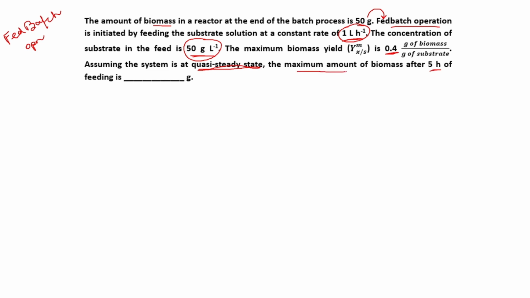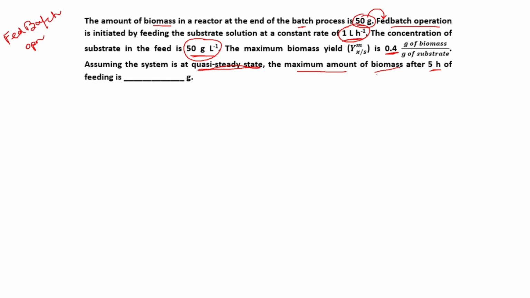This is a very simple problem, but one thing people confuse: in the first line they have said the amount of biomass in the reactor at the end of the batch process. People see that it is written batch process and apply the batch formula, but read the question carefully. They have said that the biomass generated in the batch process will be used in the fed batch operation. So this 50 grams is the initial biomass in the fed batch operation, and you are asked to calculate the final biomass.